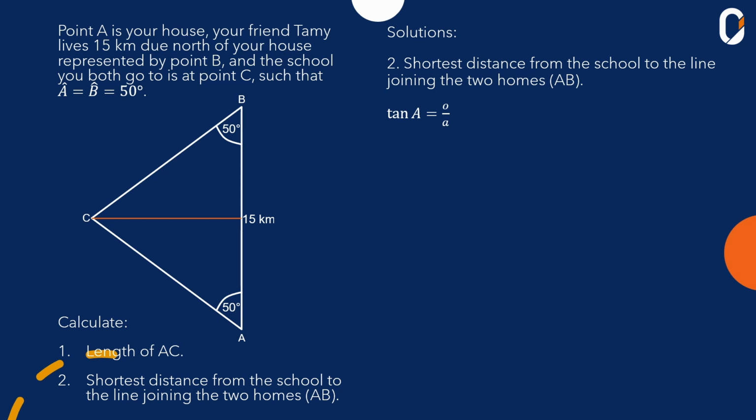And hence, substituting in the values, I will have tan of 50 degrees is equal to h divided by 15 divided by 2, which is 7.5 kilometers, and hence making h the subject of the formula, I will have h is equal to 7.5 tan of 50 degrees, and hence h is equal to 8.94 kilometers. And I've answered that question. Let's move on to the next example.